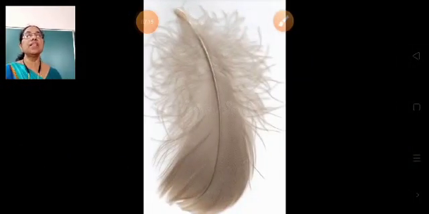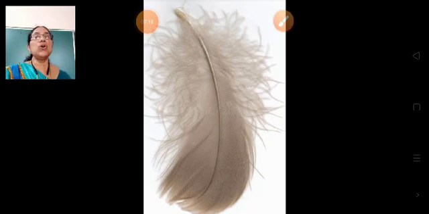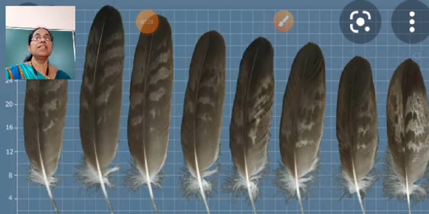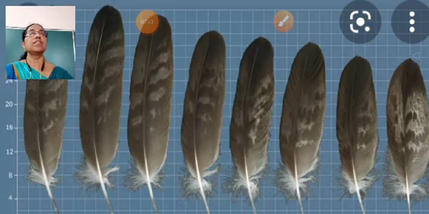Now students, this is also a type of down feather. It is a soft and fluffy feather. This also helps birds to keep their body warm. And now see this image of a bird's feather.